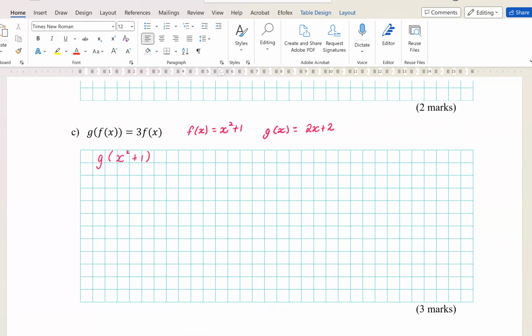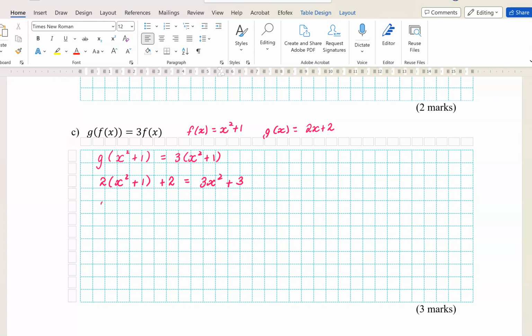Anyway, so g of f of x, so f of x is x squared plus 1, and that's going to equal 3 times f of x, so 3 times (x squared plus 1). You're just reading the mathematics and substituting and following what it's telling you to do. All right, so now g of x squared plus 1, go to your g function, wherever x is, replace it with x squared plus 1, so that's 2 times (x squared plus 1), don't forget the plus 2. On this side, we've got 3x squared plus 3.